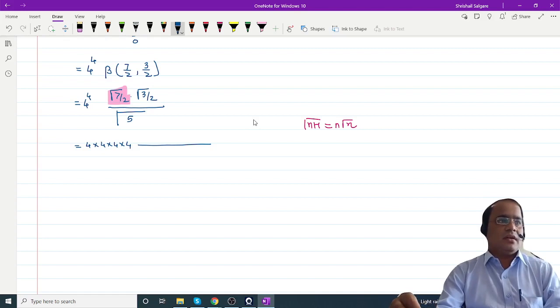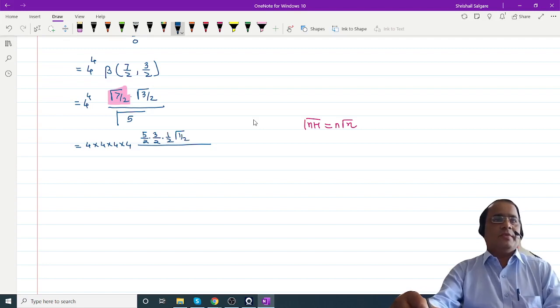Yogesh, Ahuja, yes, sir. Can you tell? 7 by 2 into 5 by 2, yes, into 3 by 2, very good, into 1 by 2, very good, gamma of 1 by 2. Very good. You have to stop there. And in the same manner, second one we can write 1 by 2 into gamma of 1 by 2.